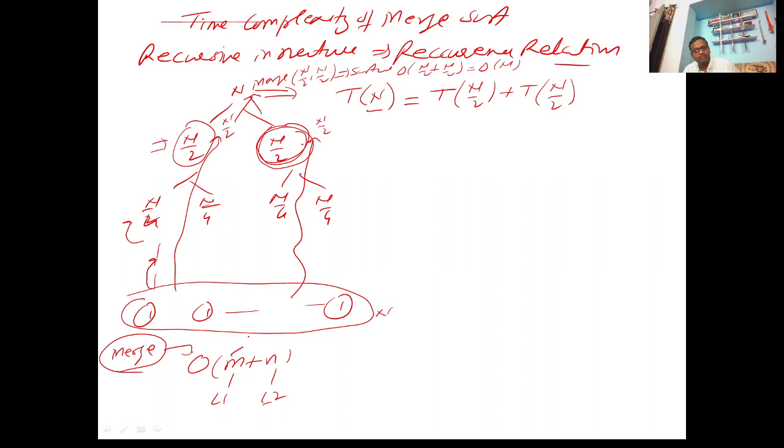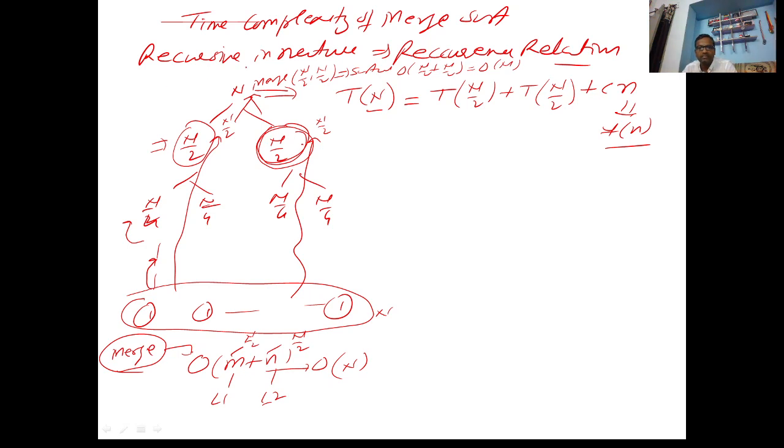Now in this case m is equal to n upon 2 and n is also equal to n upon 2. So both will add up to the order of n. So they are going to take time that is proportional to n. So we need to add an extra term, Cn. This Cn is the time for division and recombination, and is represented using f of n.